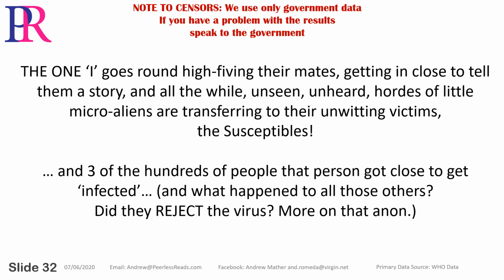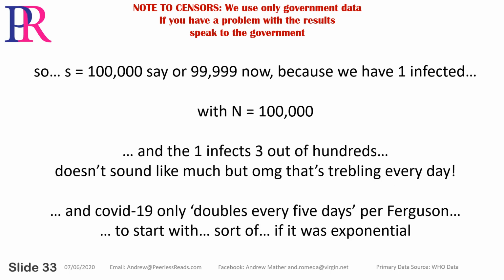The one I goes round high-fiving their mates, getting in close to tell them a story, and all the while, unseen, unheard, hordes of little micro-aliens are transferring to their unwitting victims, the susceptibles. And 3 of the hundreds of people that person got close to get infected. And what happened to all those others? Did they reject the virus? More on that anon. So S equals 100,000, say, or 99,999 now, because we have 1 infected, with N equals 100,000. And the 1 infects 3 out of hundreds.